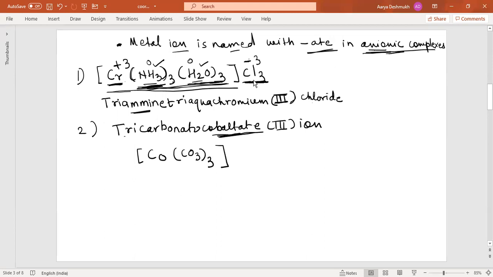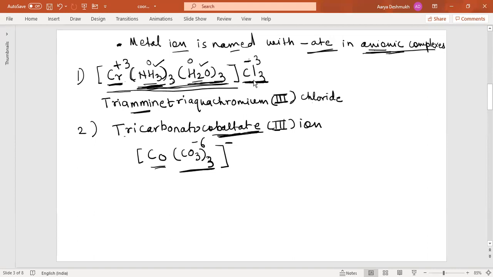Now the question remains. As I told you, this is cobaltate, so it must be an anionic complex. So there must be a negative charge on this. So what should be the charge here? For this, you have to look at the ligand. This is carbonate. You know that carbonate carries a -2 charge. Since there are 3 carbonate attached to this cobalt, the total charge would be 3 into -2, and that would be -6.